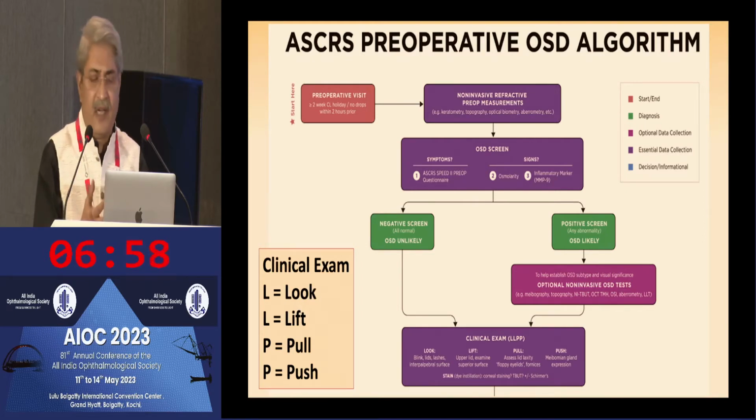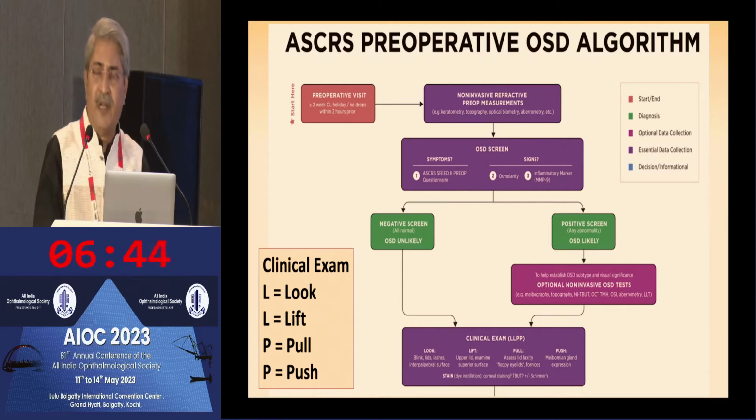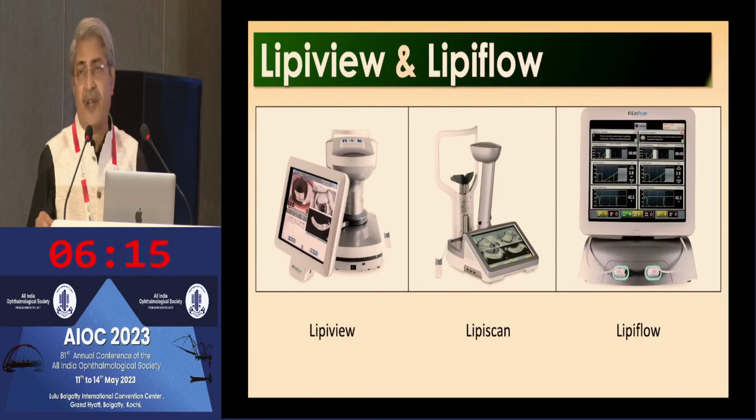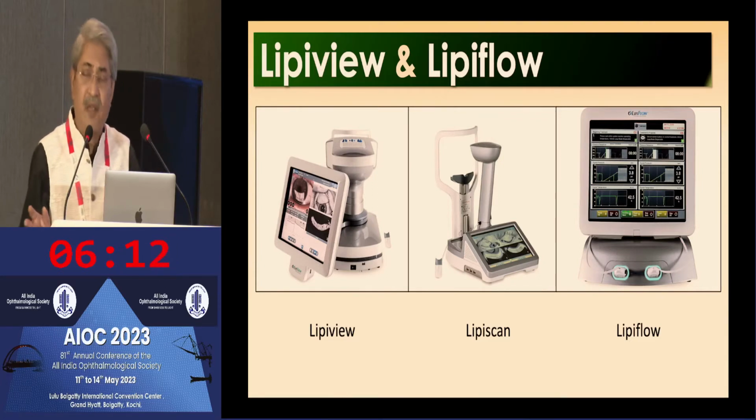ASCRS has given a guideline on how you look for meibomian gland dysfunction. There is LLPP: look, lift, pull, and push. Push means to express the meibomian gland secretion. So when you are examining a patient under the slit lamp for cataract evaluation, especially in the era of premium IOL, you must look for these signs before jumping into cataract surgery. Otherwise, you will be in trouble. The patient will be in trouble. So the main thing is to treat this patient before even doing biometry, because biometry gives you erroneous values, maybe in the range of astigmatism, maybe in the range of absolute power.